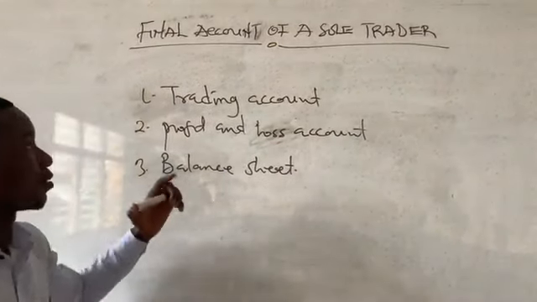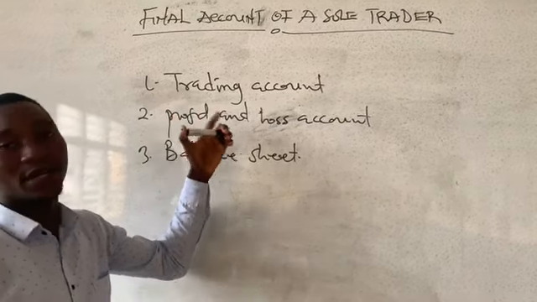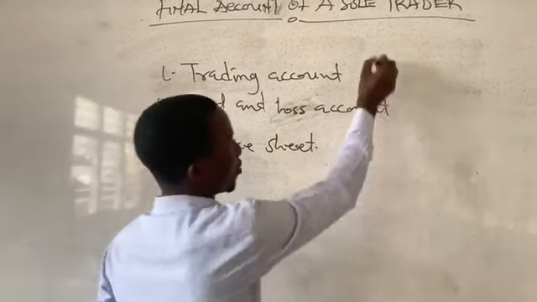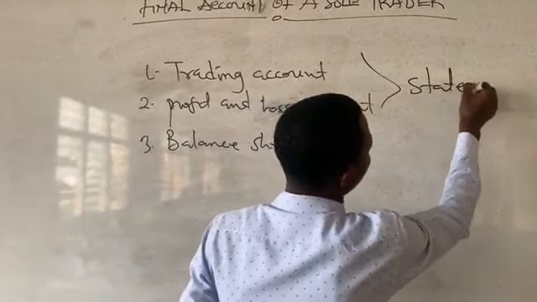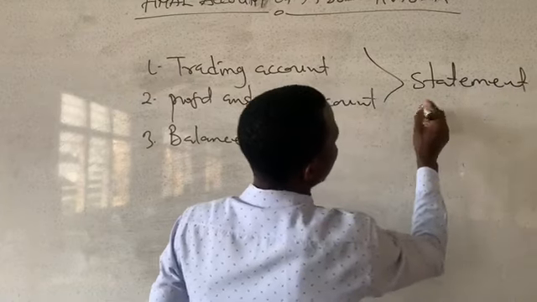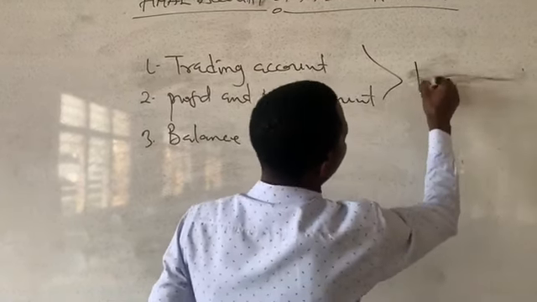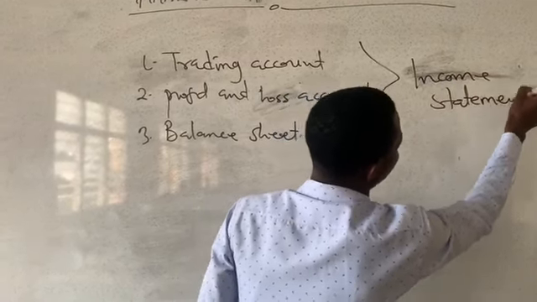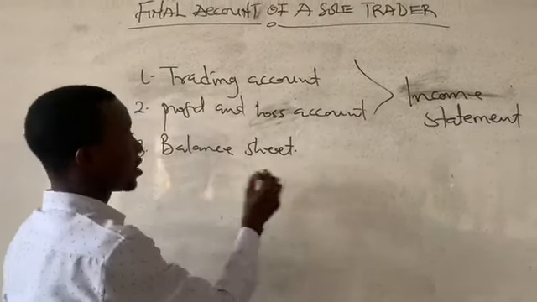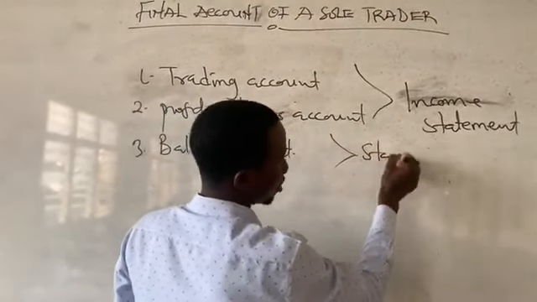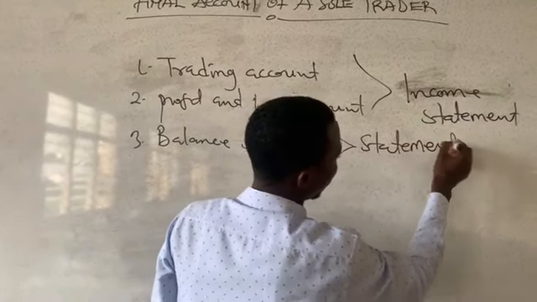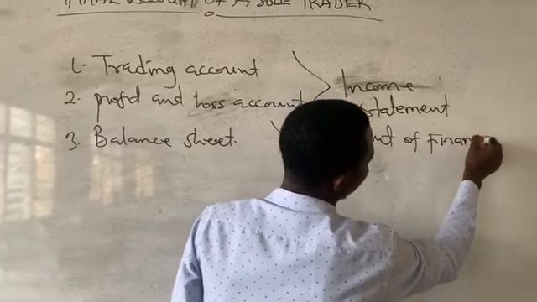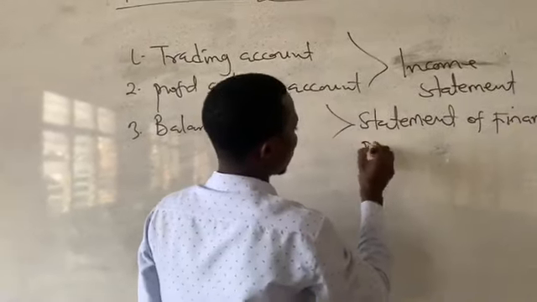Okay, but the combination of the trading account and that of the profit and loss account gives us an income statement. Is that okay? An income statement. And then the balance sheet, we also call it a statement of financial position.